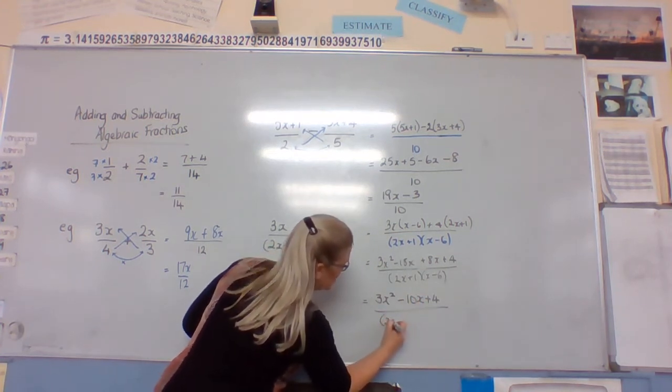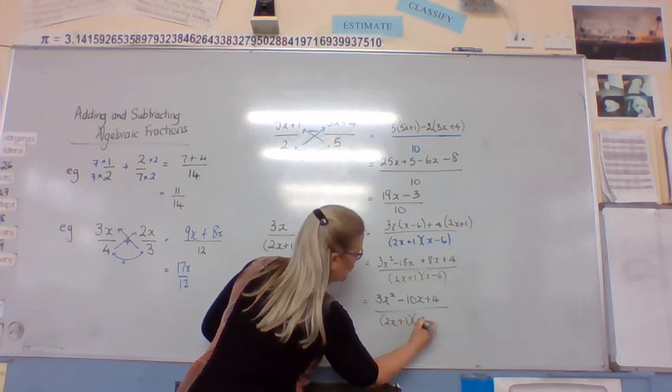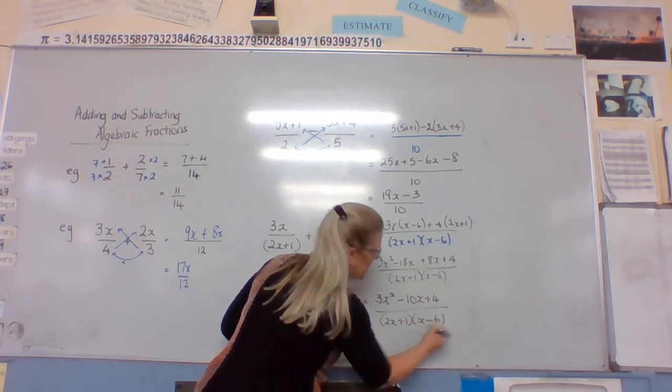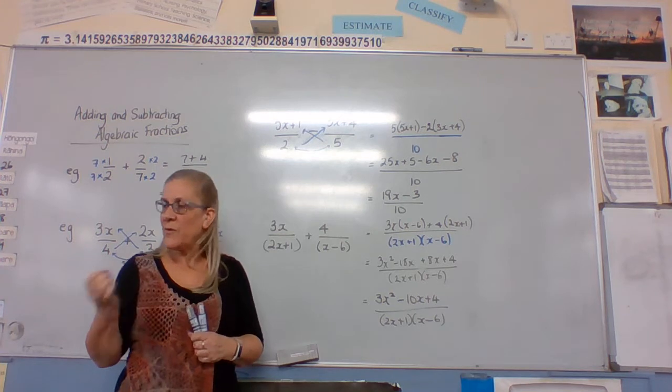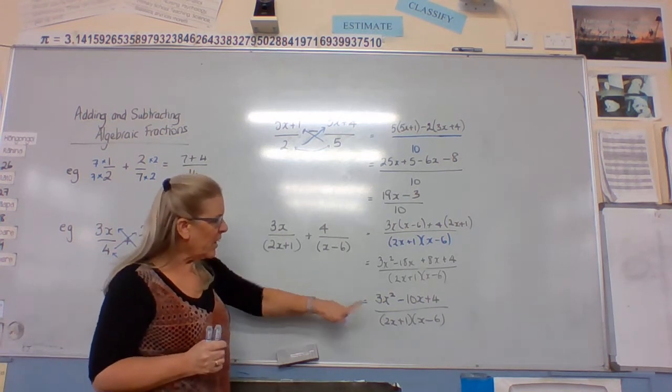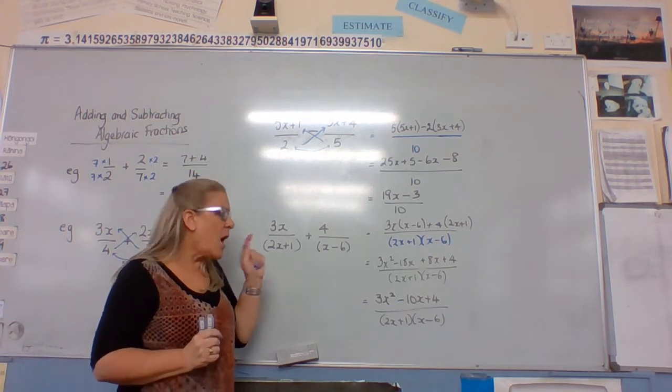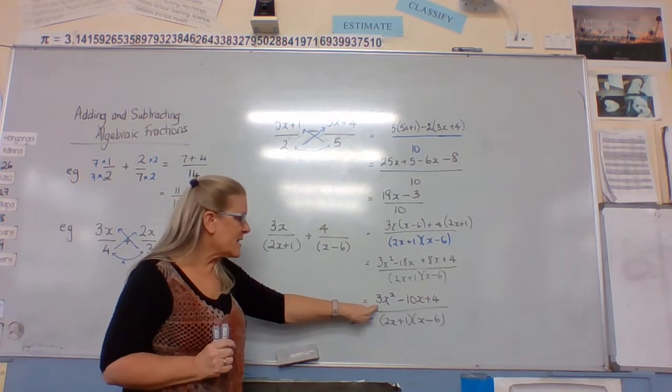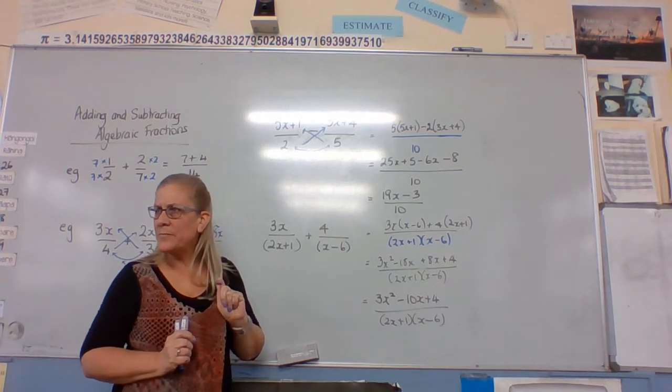We don't multiply this out because we're not going to cross out the x squareds and things, because we don't do that. We need factors to cross them out. So what we'd ideally like to know now is, does this factorize?